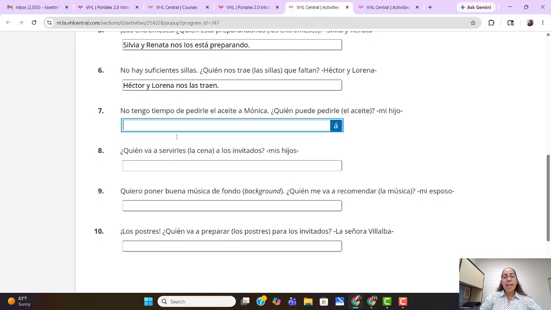No tengo tiempo de pedirle el aceite a Mónica. ¿Quién puede pedirle el aceite? Mi hijo puede pedir.